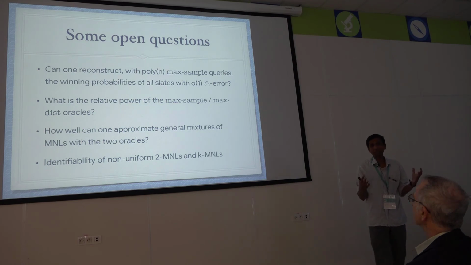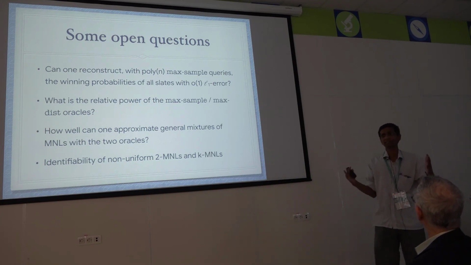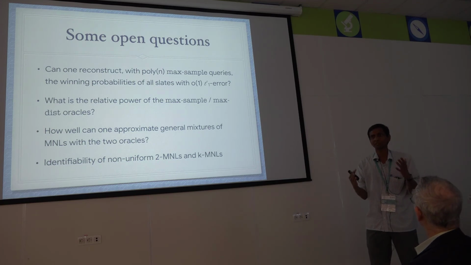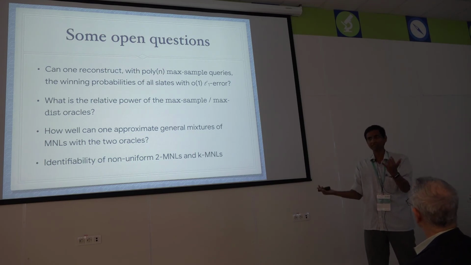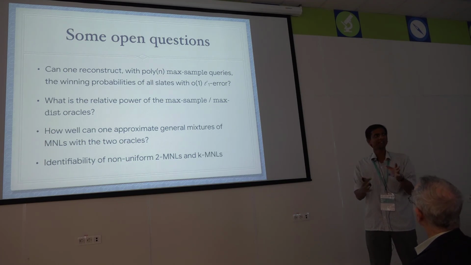This is my favorite one. The algorithm I showed you for 2 MNLs works only for uniform 2 MNLs. We don't even know how to extend that to non-uniform 2 MNLs. Talking about now, I don't know the mixing weight. So I don't know the mixing weight, I don't know the 2 MNLs, I know that 3 slates are not enough, we need 4 slates at least. But to prove that these are identifiable, it's still an open question.